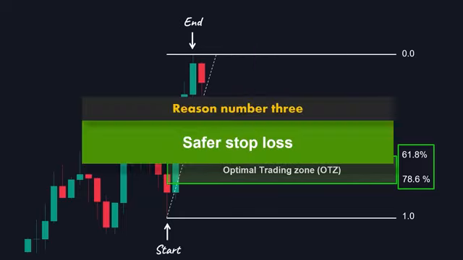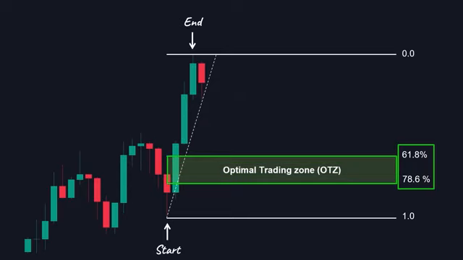Reason number 3, safer stop. The best price level to set our stop loss, to be safe from market fluctuations, is below this swing low. Because if the price breaks through this level, we will have a market structure shift. So, the bulls will do their best to support this level. Therefore, the closer your stop is to this level, the safer it is. This is the third reason why we enter trades in the OTZ.